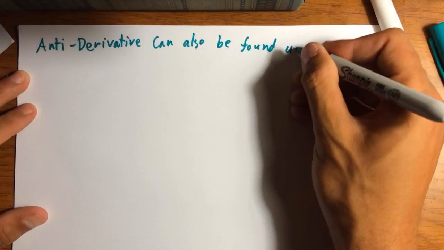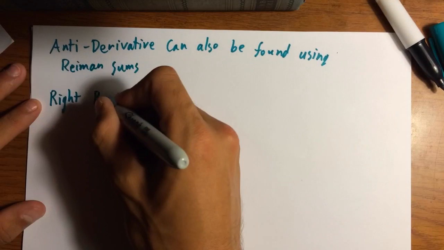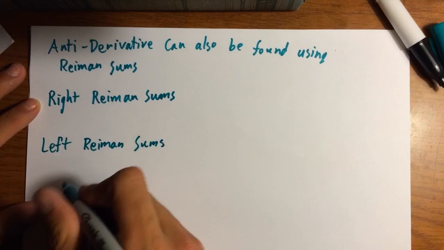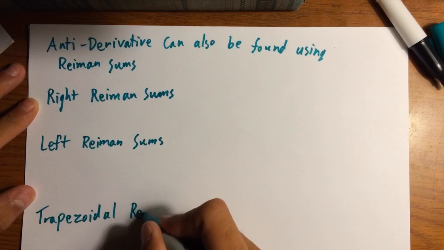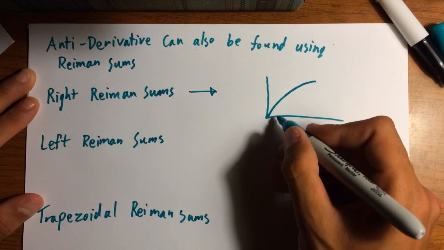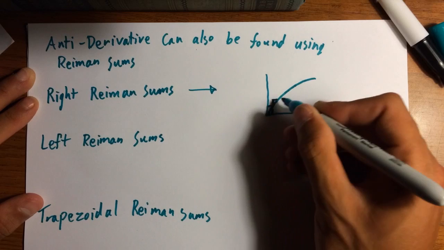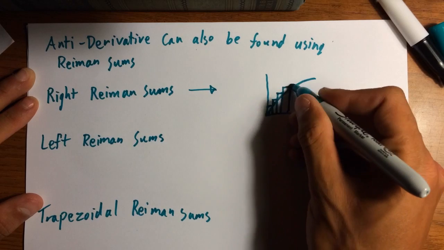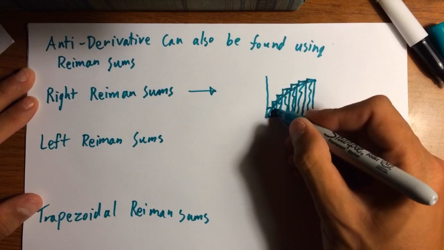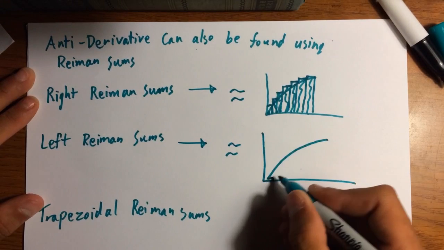Antiderivatives can also be found using Riemann sums. Right Riemann sums, left Riemann sums, and trapezoidal Riemann sums. What this basically means, it's a manual way of finding the derivative by splitting up a graph into very small portions. So on a right Riemann sum, you draw rectangles, and each rectangle, the edge of the right side is what hits the graph's points.